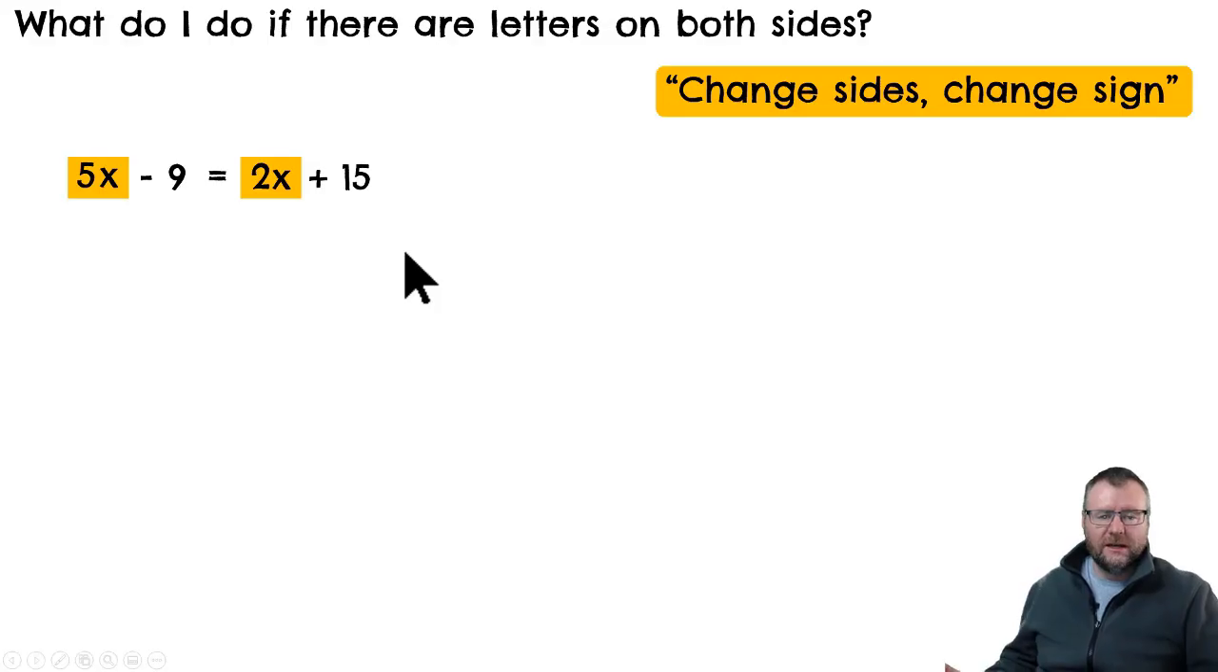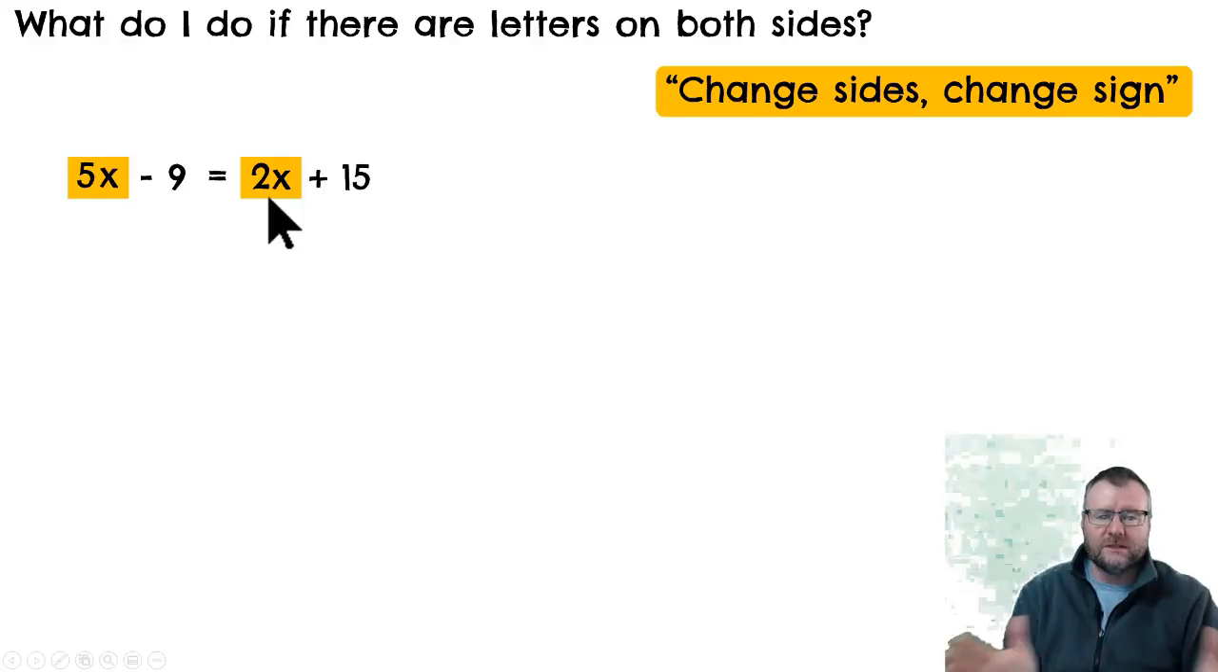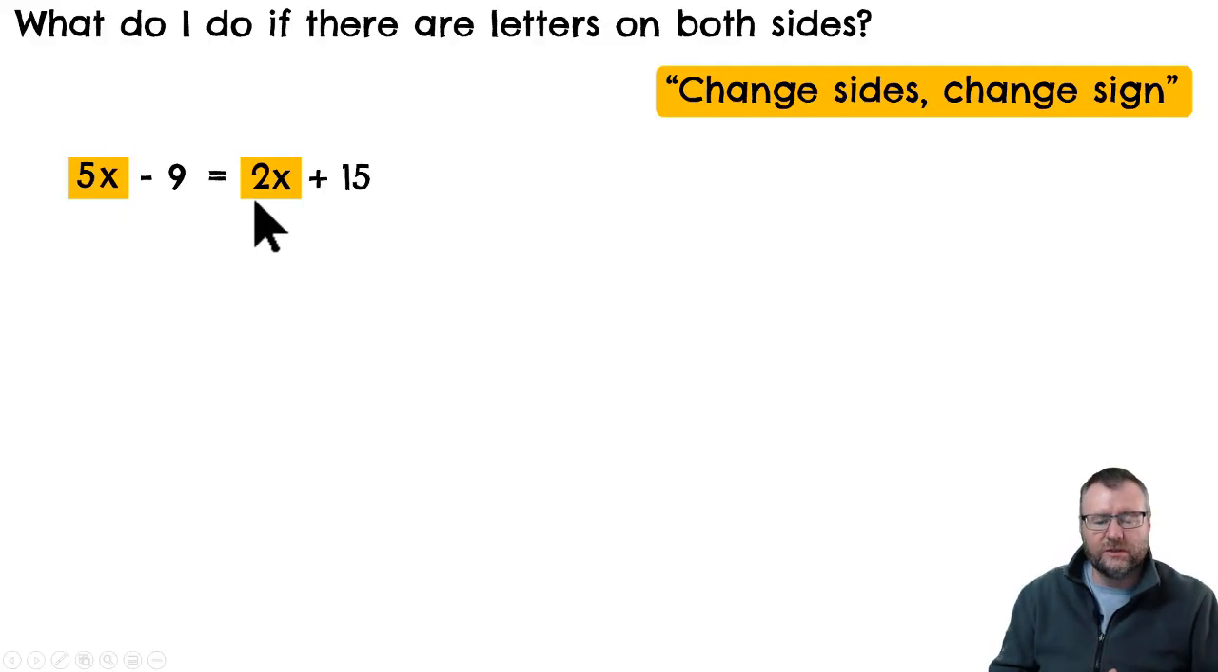But the question is, what do I do with the fact that I've got letters on both sides? I've got 5x on the left-hand side here, and I've got 2x on the right-hand side. Now this is where my method differs slightly from what you're going to see in the Maths Online video. Because we want to get an answer that says x equals something. So we want to have x on its own on one side of the equation. So I need to get rid of one of these, either the 5x or the 2x.